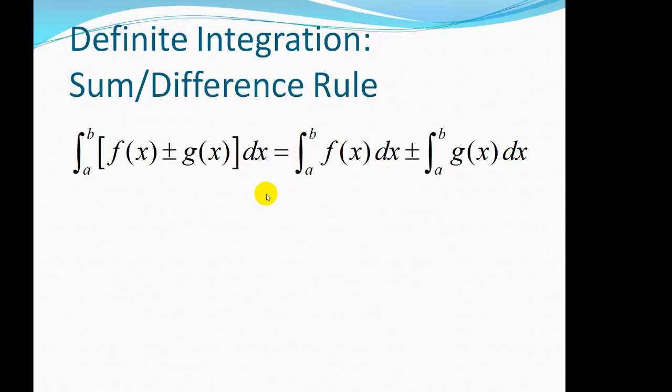There is also a sum and difference rule for definite integration as well. The area of the combined function f of x plus g of x is equal to the area of f of x plus or minus the area of g of x. So we can break up those functions into parts, which makes sense because we're dealing with areas here, and areas are additive.